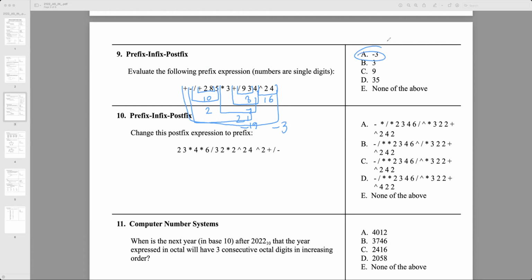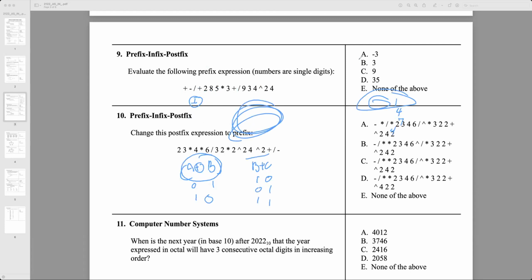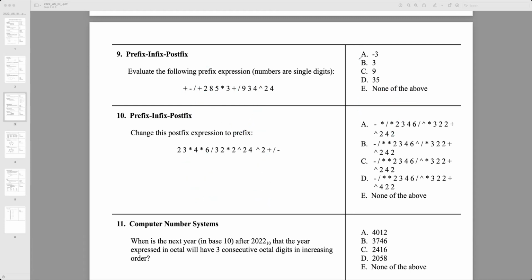That's how you do prefix, infix, and postfix. So resist the temptation to go as far as you can before actually solving each level one at a time. It's much simpler that way. Now let's move on to postfix. It says here, change this postfix expression to prefix.